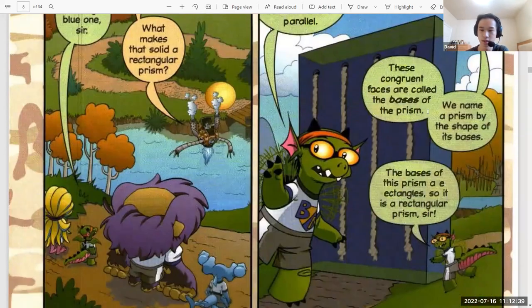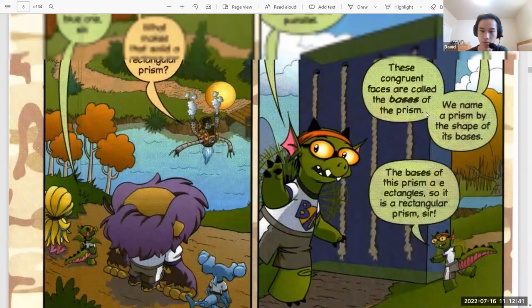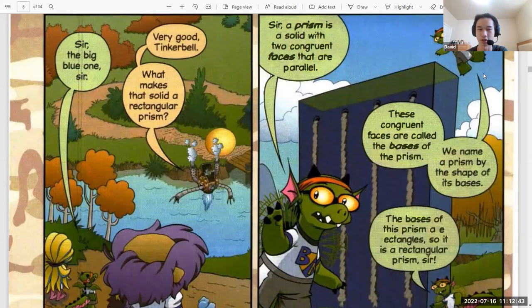So this is a pretty hefty panel right here. I'm going to pause a little bit and try to explain everything, make sure you guys get all of it.